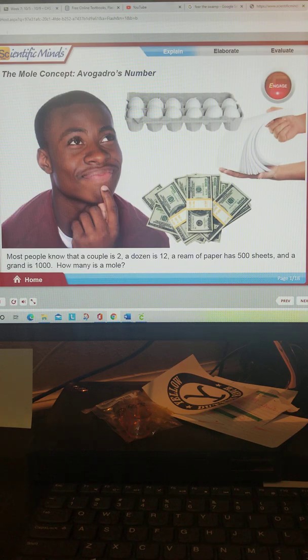Most people know that a couple is 2, a dozen is 12, a ream of paper has 500 sheets, and a grand is 1,000. How many is a mole?